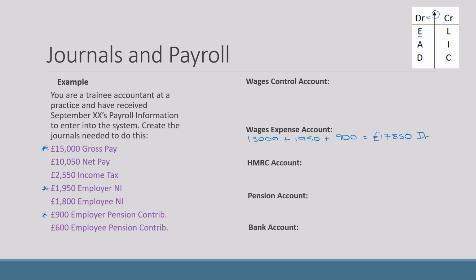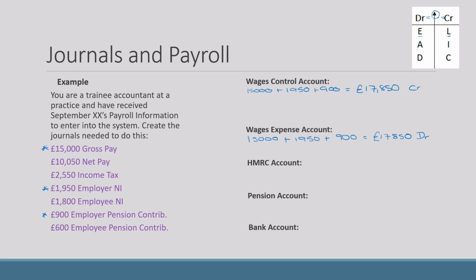So the other side to that entry is going to be to put it into our wages control account. So our wages control account will be the same calculation, and we know it will be a credit because it's going to be the opposite side to your wages expense account. But to look at the type of account, it's going to be a liability account because that's what our liability as a business is. So it's our liability account, it's increasing, so therefore it would be a credit.